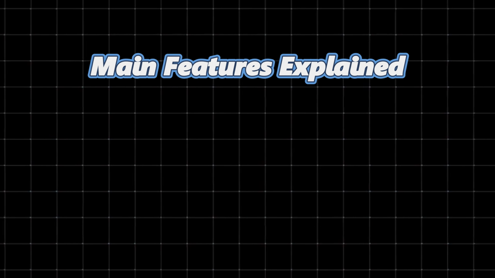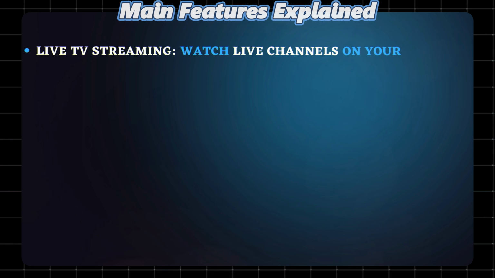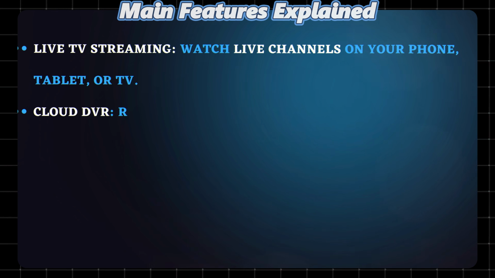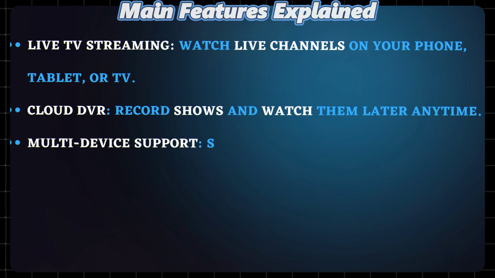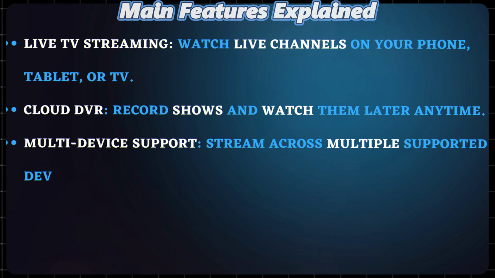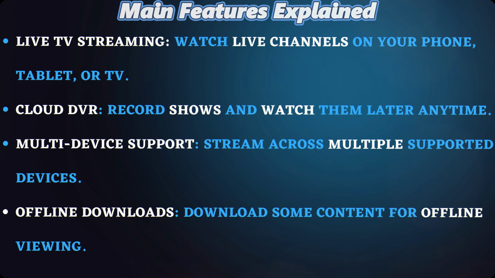Main features explained. Live TV streaming. Watch live channels on your phone, tablet, or TV. Cloud DVR. Record shows, and watch them later anytime. Multi-device support. Stream across multiple supported devices. Offline downloads. Download some content for offline viewing.